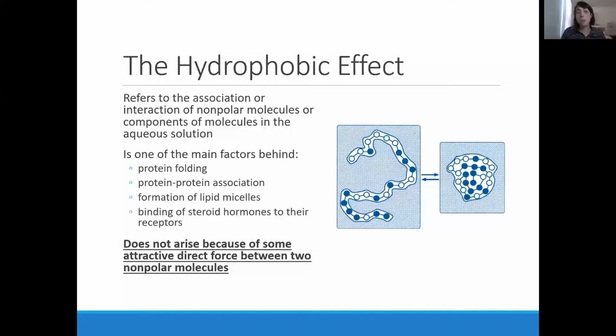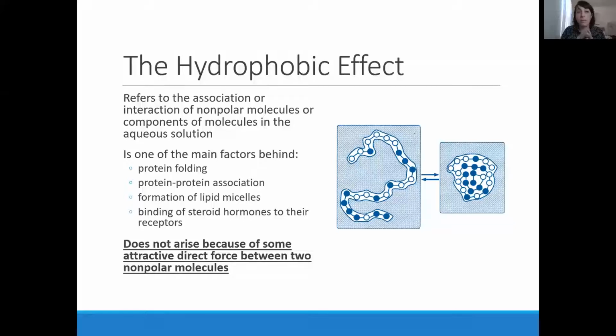It is a huge driving force in biochemistry behind things like protein folding, protein-protein association, how they actually interact, the formation of lipid micelles, which is related to how cells form their membranes, and even things like binding of steroid hormones to their receptors within the body. Now, again, I want to be clear, this does not arise because of some direct force. There is not a nonpolar force actually holding these together.